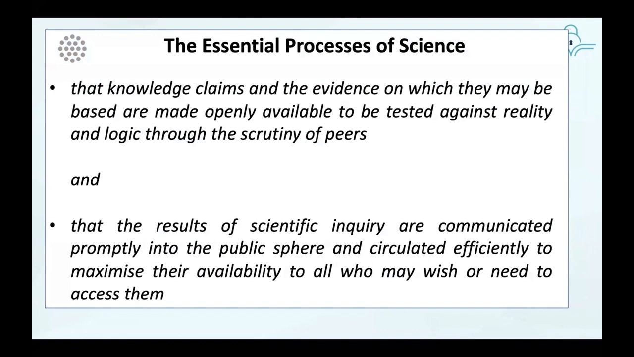The open science revolution of the 17th century progressively led to two essential processes that made science a special form of knowledge and became the basis of its value to society. Firstly, the knowledge claims and the evidence on which they may be based are made openly available to be tested against reality, logic, through the scrutiny of peers. And secondly, the results of scientific inquiry are communicated promptly into the public sphere and circulated efficiently to maximize their availability to all who may wish or need to access them. Go ahead, the next slide, please.